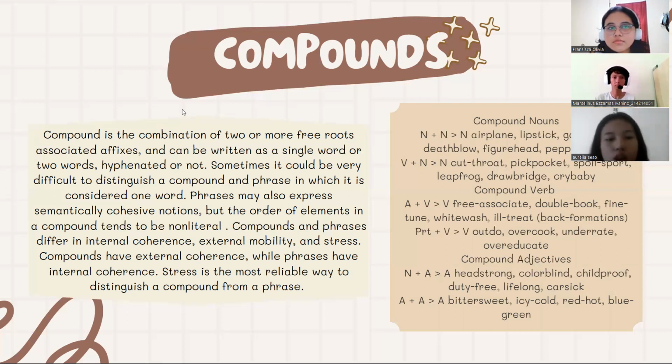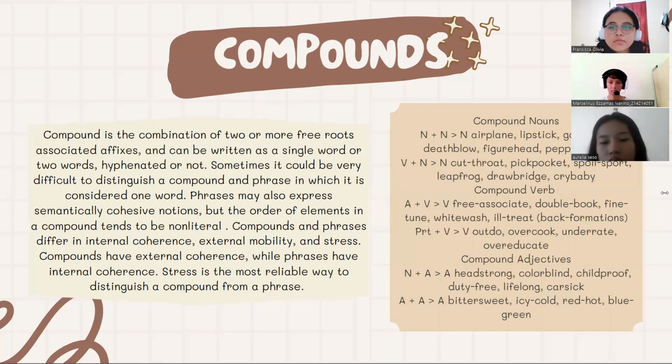And then next is the compound verb. A compound verb is a verb that is made up of multiple words. A compound verb can take forms such as a prepositional verb, a phrasal verb, a verb with auxiliaries, and a compound single-word verb. For example, adjective plus verb becomes a verb, like pre-associate, double-book, fine-tune, whitewash, and so on. And the second one is preposition plus verb, which becomes a verb, like outdo, overcook, undertake, underrate, undereducate, and so on.